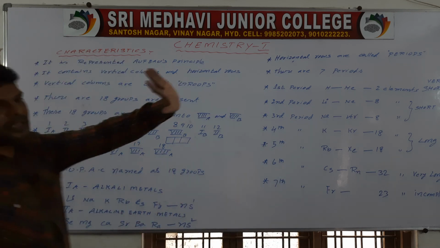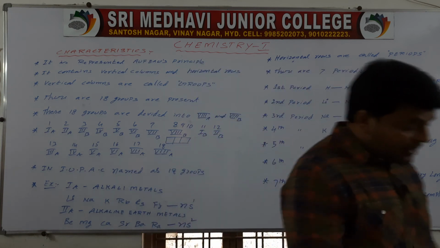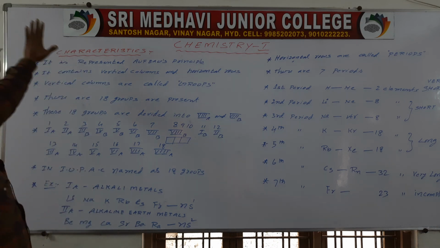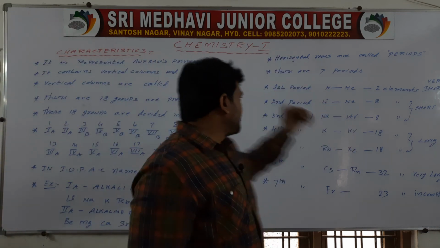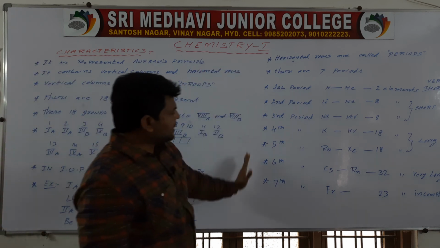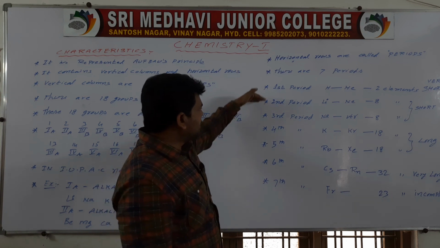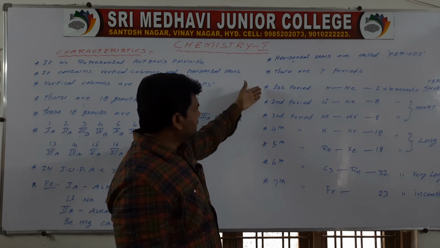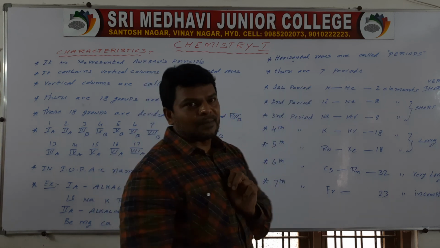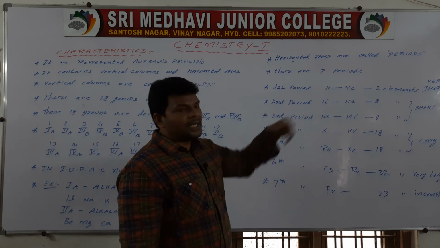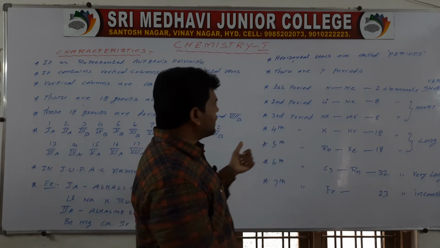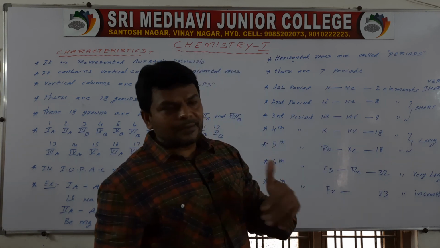These are the characteristics of the long form of the periodic table, which was constructed by Niels Bohr. The characteristics are: 18 groups are present and 7 periods are present. The first period, second period, third period represent orbits in the atom. The first orbit contains only 2 electrons, the second orbit 8, the third orbit 18, the fourth orbit like this.